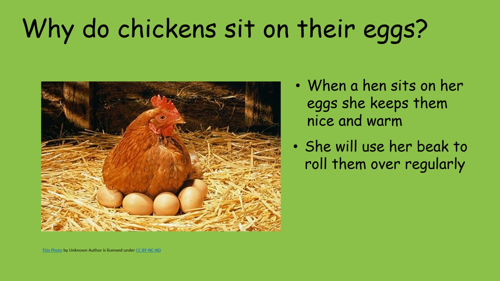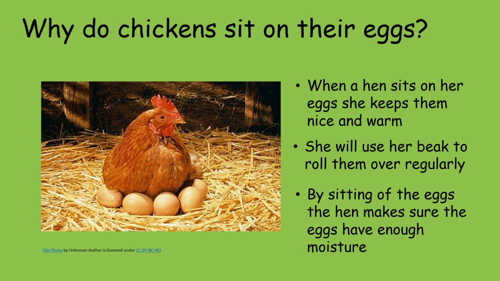Now a chicken will also roll her eggs regularly so that the babies inside the eggs will grow properly. By sitting on them, she's nice and close and can just roll them around whenever she needs to. Another reason that she needs to stay close is that the moisture from her feathers helps the eggs form. Now a hen doesn't eat very often when she's sitting on her eggs. So she tends to go out in the morning when there's a bit of moisture or water on the grass. That gets on her feathers and then transfers back to the egg. And that's very important for the egg to grow and then hatch properly.